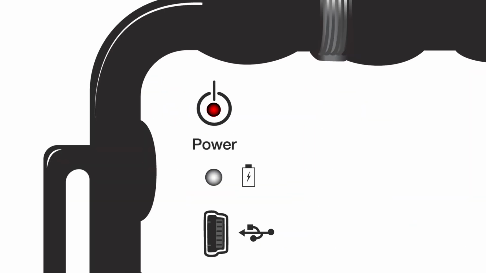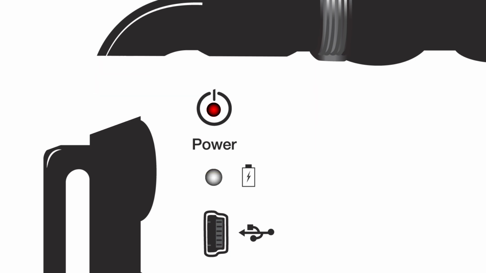We recommend charging the A4 when the power is off. However, you can use the device while charging if necessary. A yellow LED will illuminate when the battery is charging. When charging is complete, the LED will go dark.